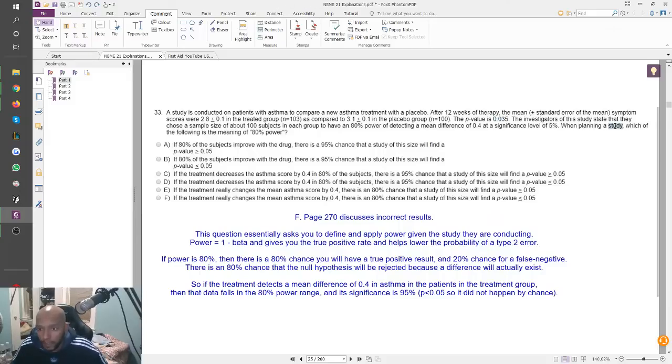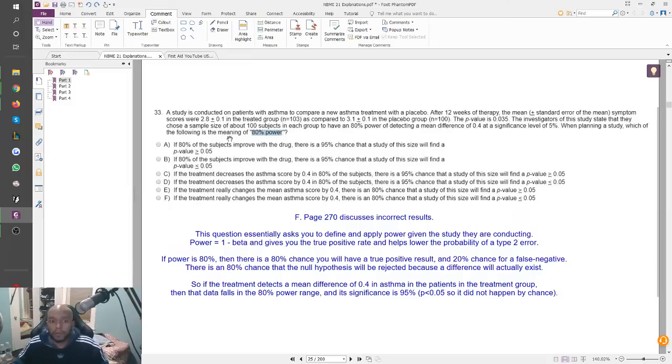When planning a study, which of the following is the meaning of 80% power? That's all they wanted to know. 80% power. What does this 80% power mean? Well, remember, power was your beta error relevant stuff, right? What was beta error? Beta error was relevant to kind of not rejecting the null hypothesis when you should, right? Blindly letting go of a criminal, something like that.